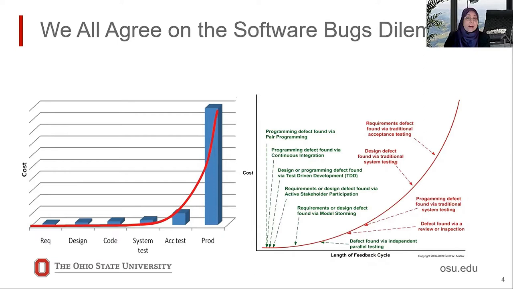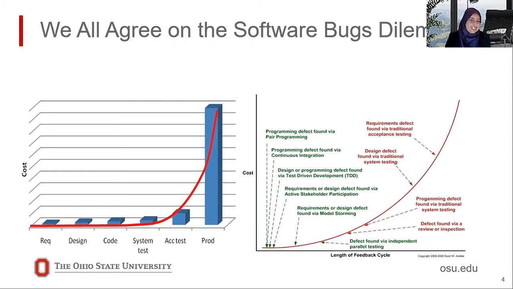So you see, as in this diagram here on the left, the bugs discovered in prod are the ones of the highest cost. It's such a steep cost. And we've been doing all what we can to really try to discover these things early. That's just how we've been trying to address software bugs. Think things like pair programming, test-driven development, and all the other great stuff that you see on this diagram here on the right.